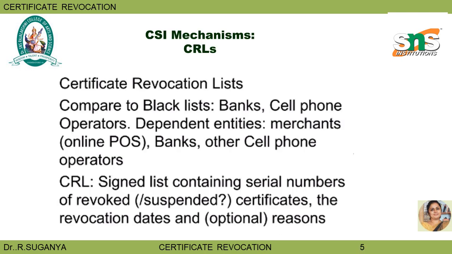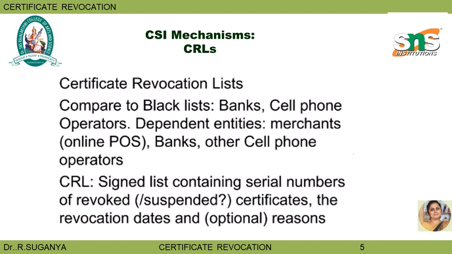Certificate revocation. Here the certificate revocation list mechanism is used. Compared to a blacklist, that is banks, cell phone operators, dependent entities means merchants, banks, other cell phone operators. So in the previous diagram we can see the blacklist dependent entities like merchants, banks, and other cell phone operators.